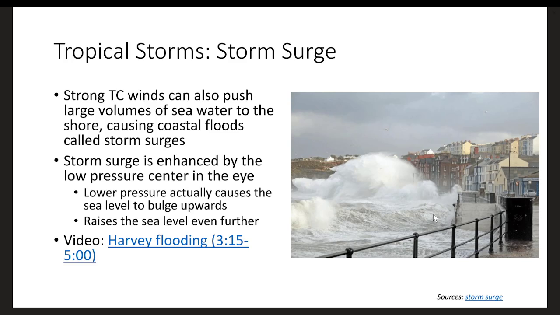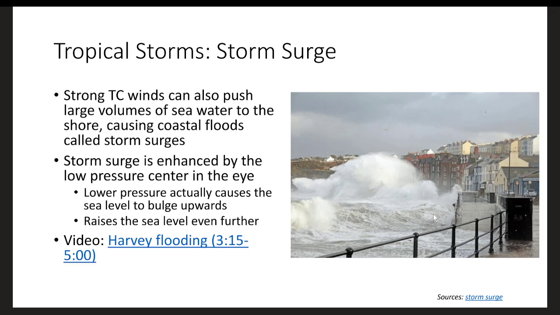So let's talk about some of the damage. One of the main things that causes damage from tropical storms is storm surge. The strong tropical cyclone winds can push large volumes of seawater to the shore, and this causes coastal floods, which are called storm surges. Storm surge works more like a bathtub. The water levels start rising and it gradually breaks the barrier to whatever city you have, and it can cause roadways to flood and significant damage.